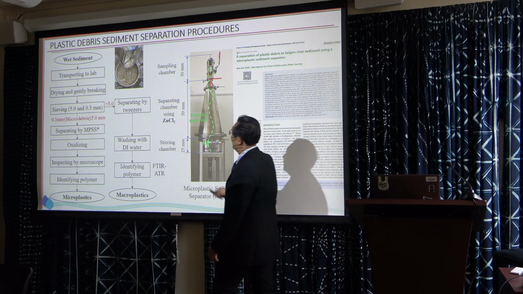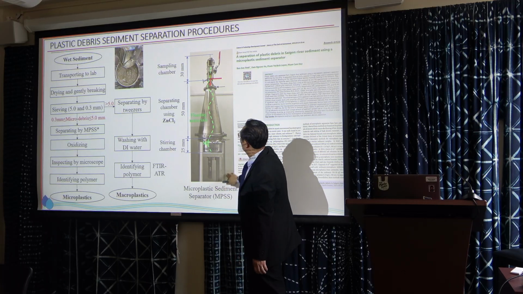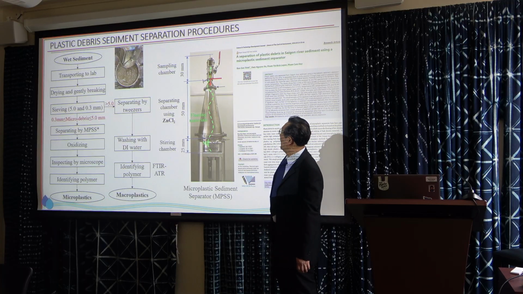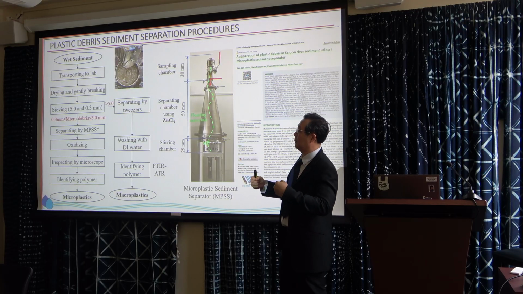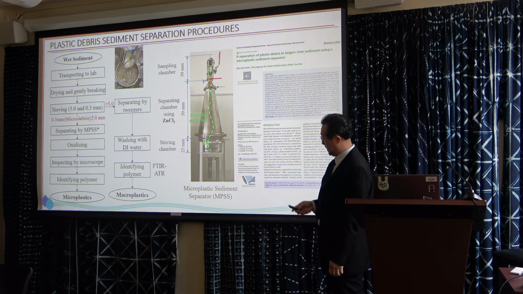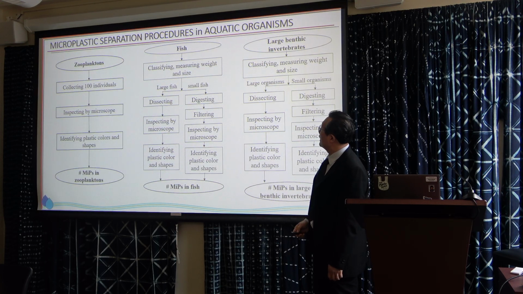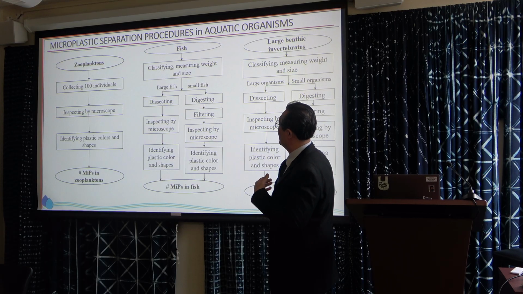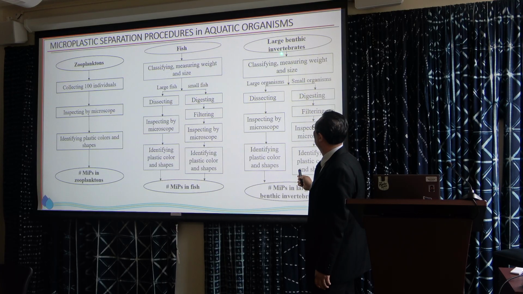With the river sediment, we use this procedure to separate plastic from the sediment, and we have an instrument we call the microplastic sediment separator. With this, we can separate the plastic in the sediment from the riverbed. And here is the procedure for how we count the microplastic ingested in the body of aquatic organisms, including zooplankton, fish, or large benthic invertebrates.